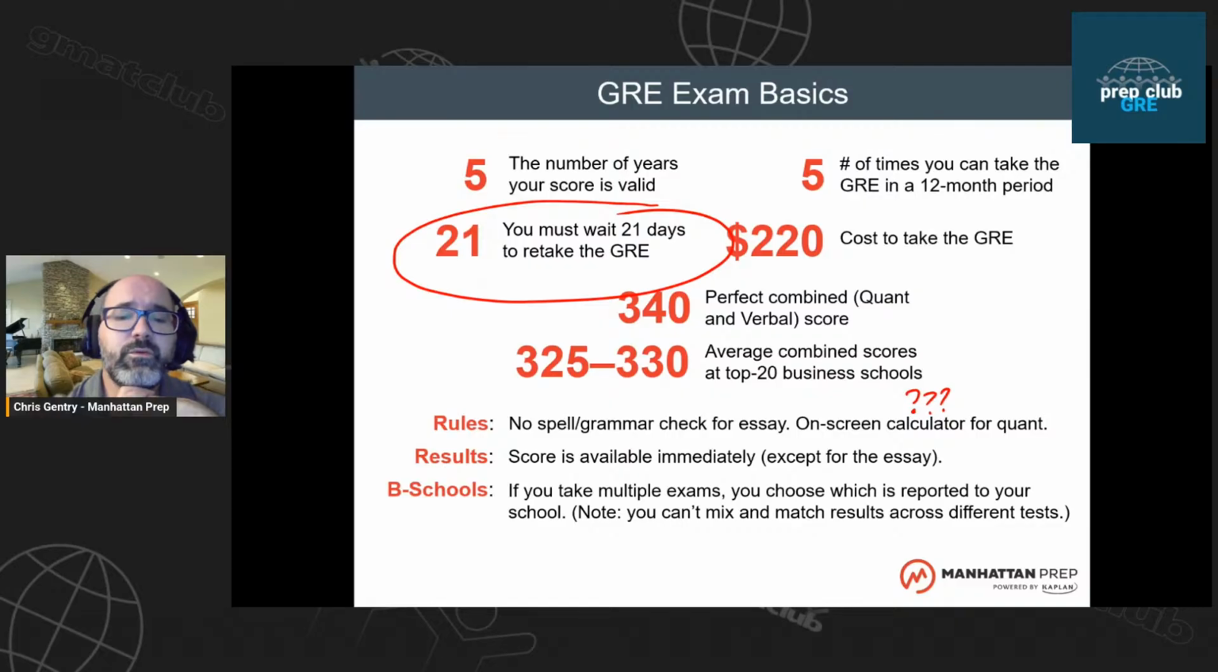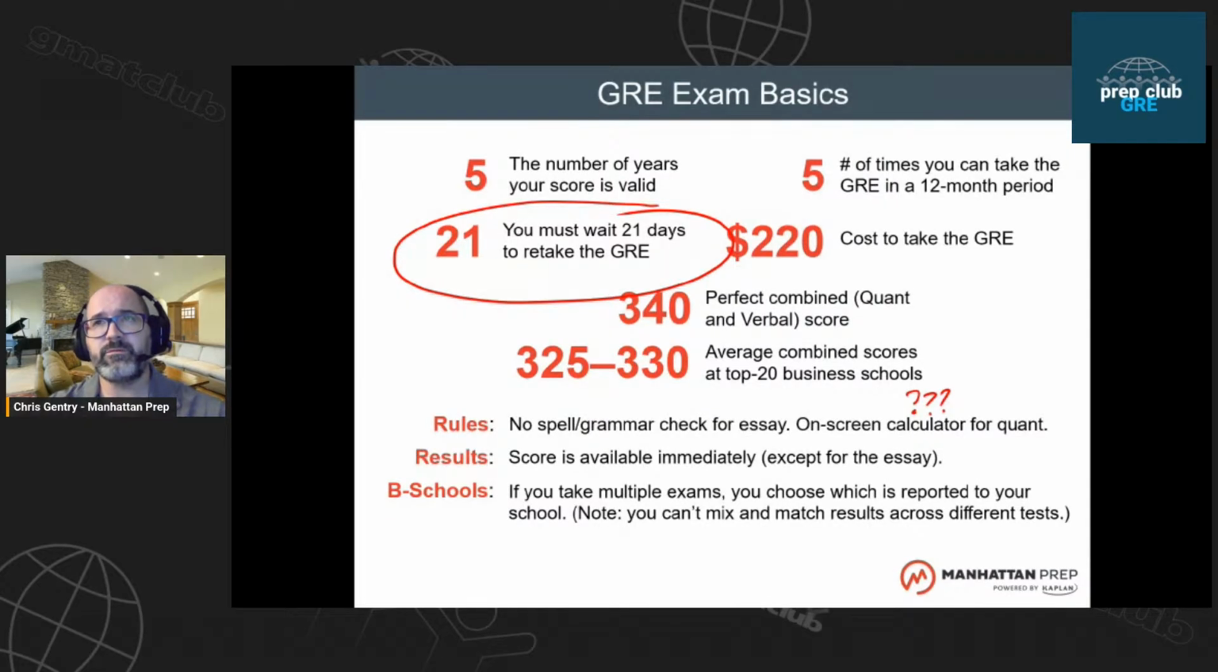You can choose which score is reported to your school. However, everything that I hear from admissions consultants and the people who specialize in not just the test score, but the actual admissions decisions, schools like to see more than one test attempt. So if you take the test more than once, tell them that. Let them know. They like to see that. It shows planning. It shows foresight. It shows a dedication to this process that a lot of admissions departments find attractive.